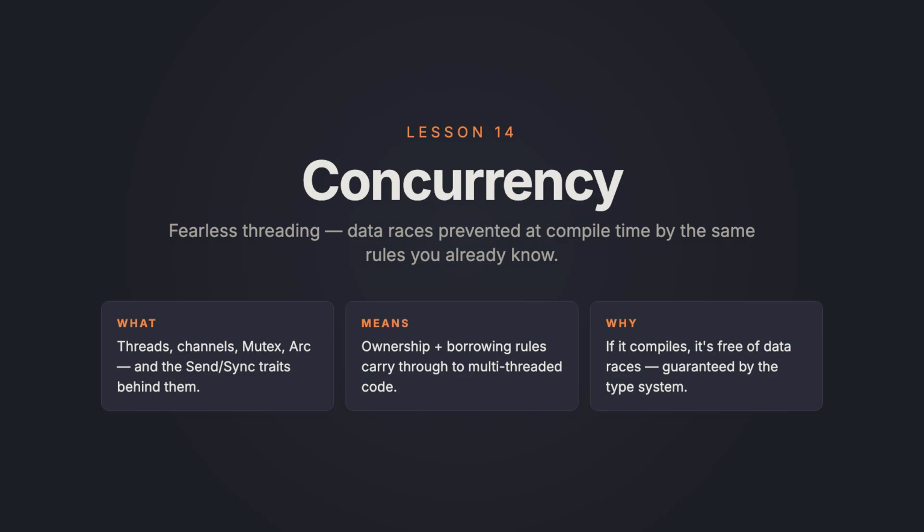In this lesson, we'll spawn threads, pass data between them with channels, share data with mutex, make sharing safe across threads with Arc, and understand the two marker traits Send and Sync that make all of this work. By the end, you'll have the full picture of Rust's concurrency story.